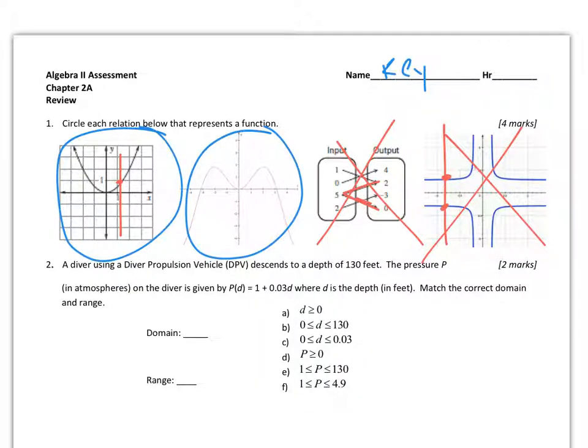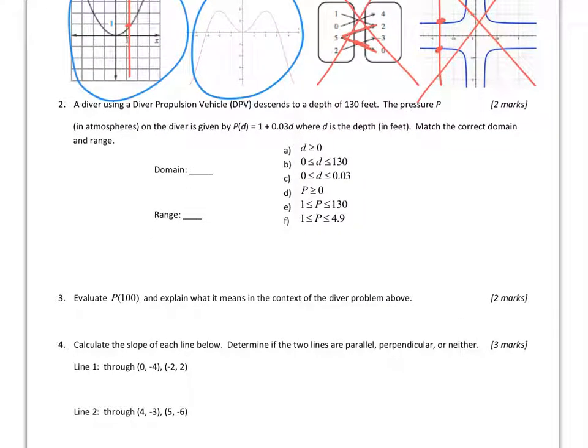All right. Number 2, this was a tricky one for a lot of people. A diver, not driver, a diver using a diver propulsion vehicle, that just means a vehicle, a submarine, something, descends to a depth of 130 feet. The pressure, P, which is measured in atmospheres, on the diver is given by this equation, where D is the depth. Match the correct domain and range.